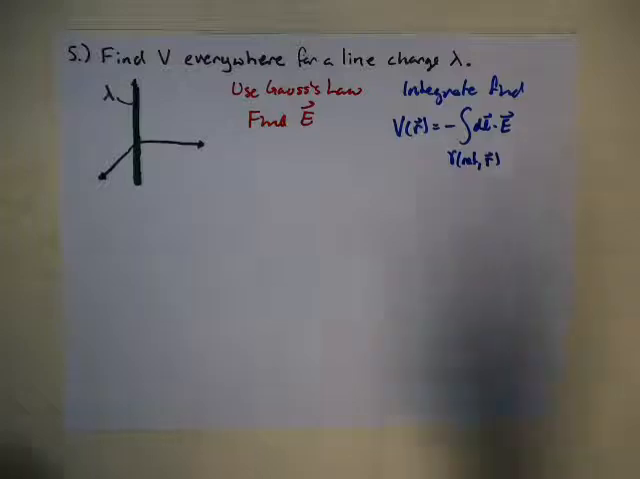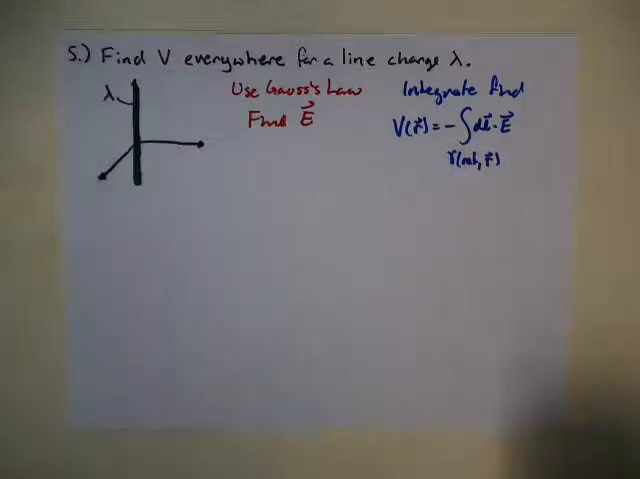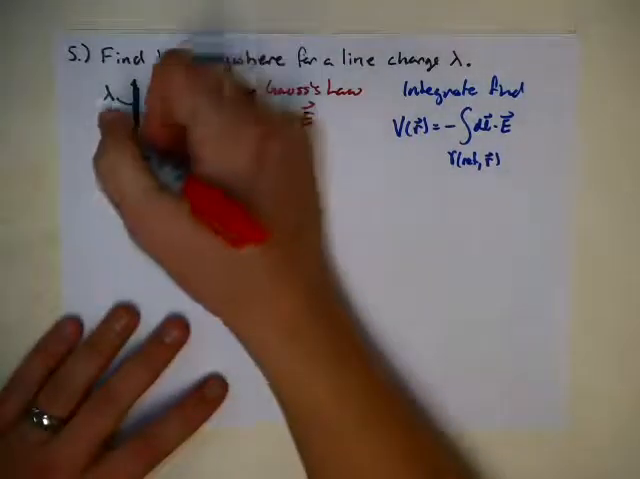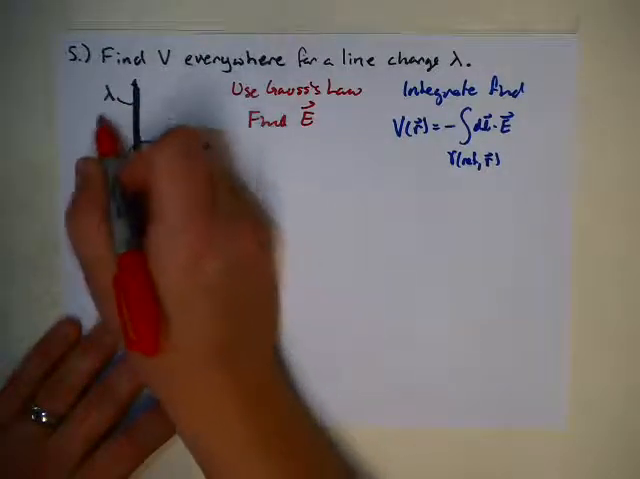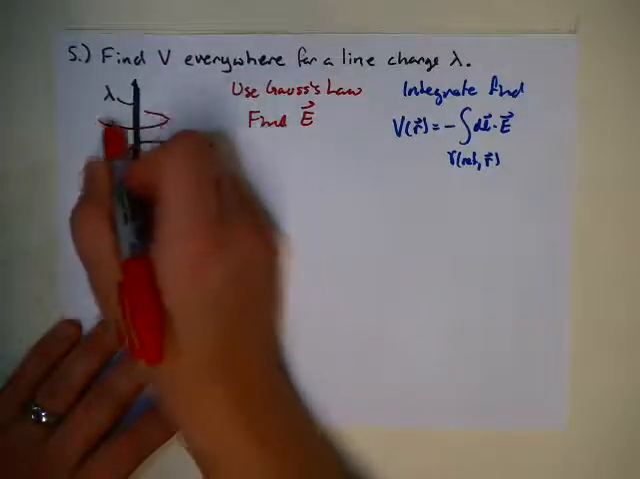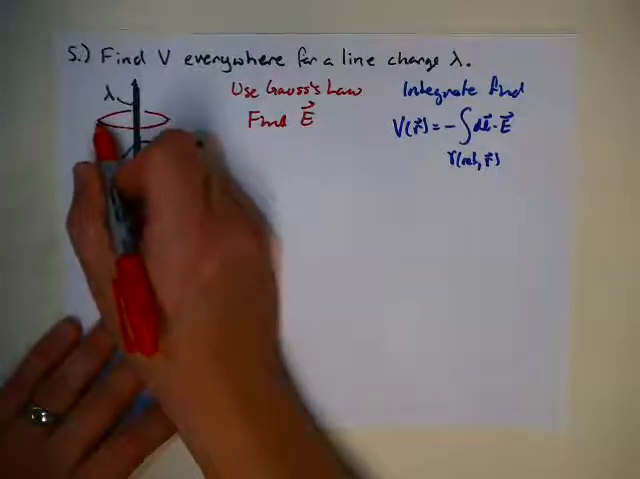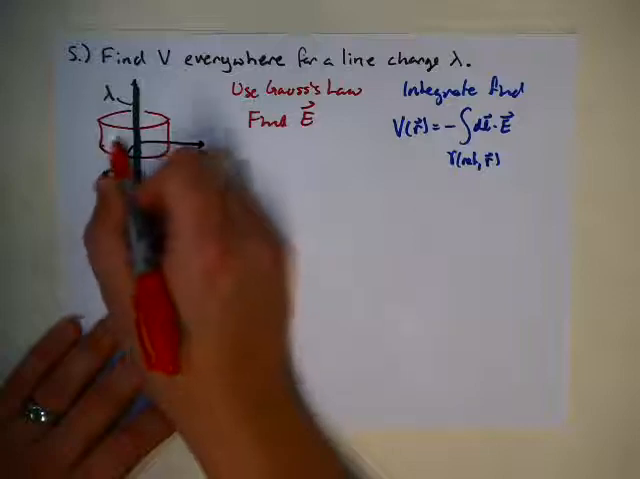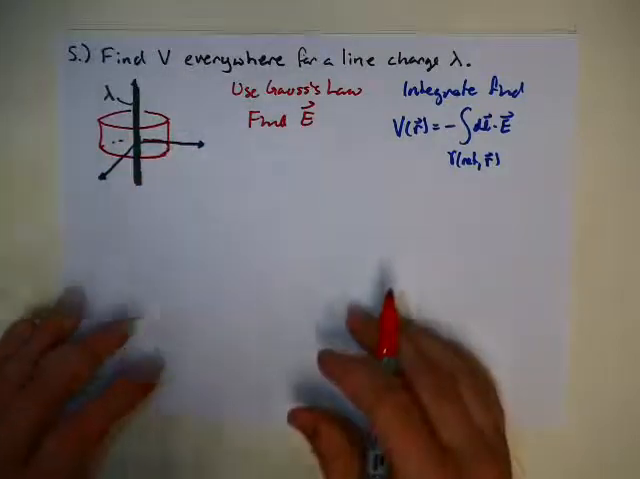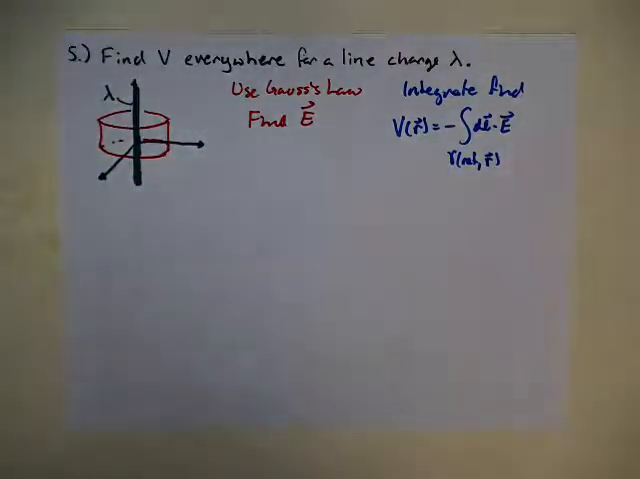So we're going to start out with Gauss's law. We have a cylindrically symmetric system with our wire, and so we're going to draw a cylinder around our wire. Okay, and then we have to start looking at Gauss's law.